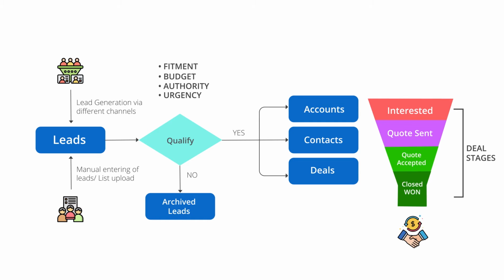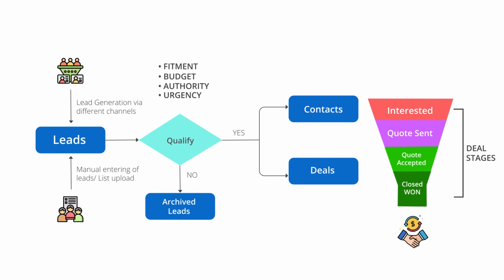Now, the deal will go through different stages, such as interested, quote sent, quote accepted, and finally closed won, at which point you would have closed the deal and acquired a new customer. In case the quote is not accepted, you could go back and send a modified quote or mark it as closed lost. For a B2C scenario, the process is almost similar.